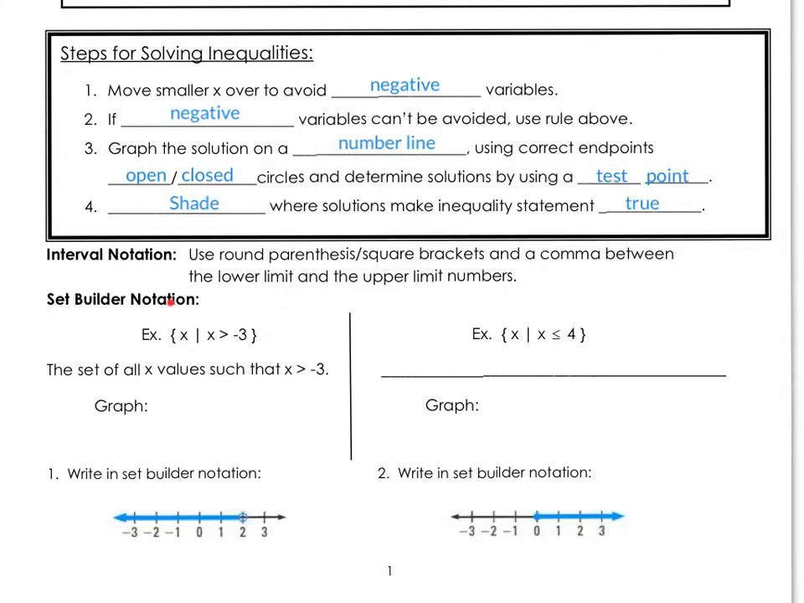But we also have set builder notation. So an example would be the set of x values such that x is greater than negative 3. And that's this right here. The set of all x values such that x is greater than negative 3.